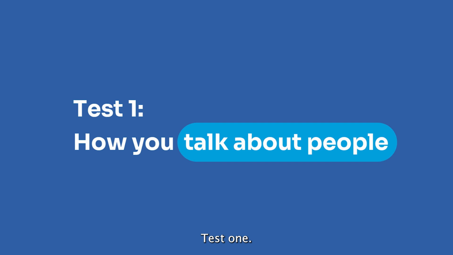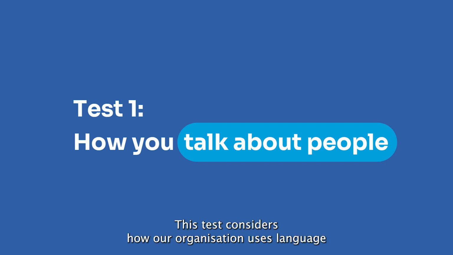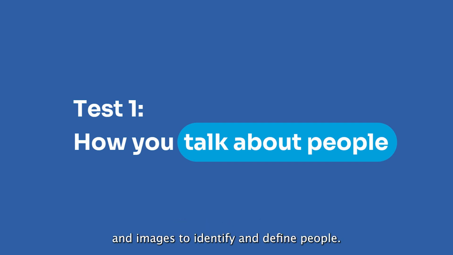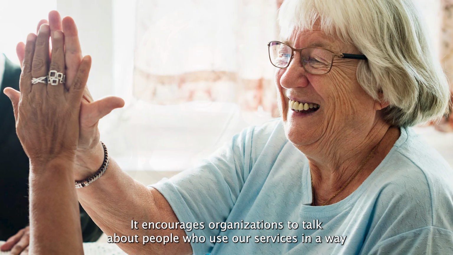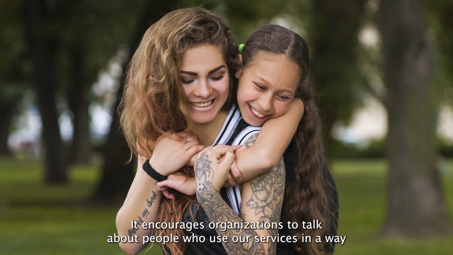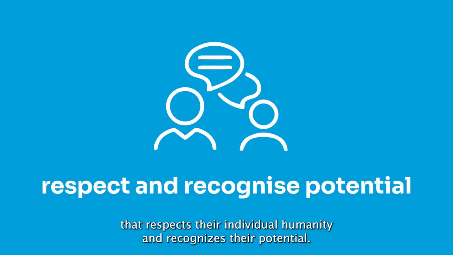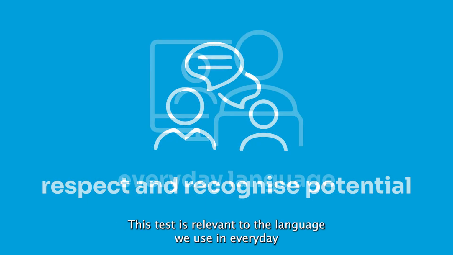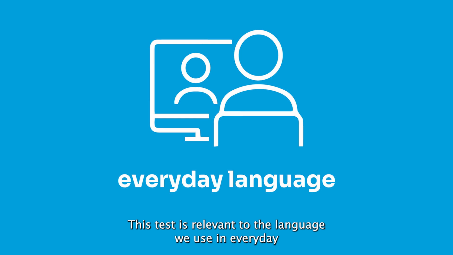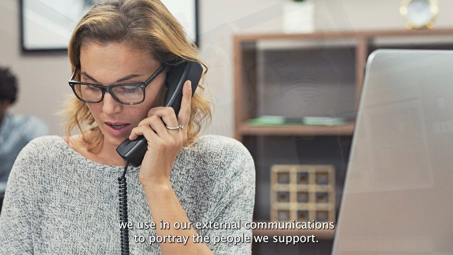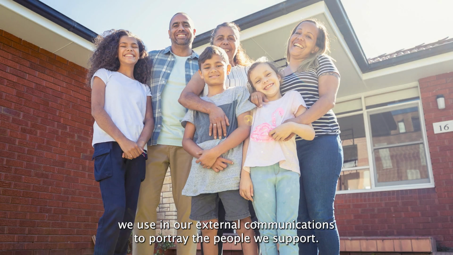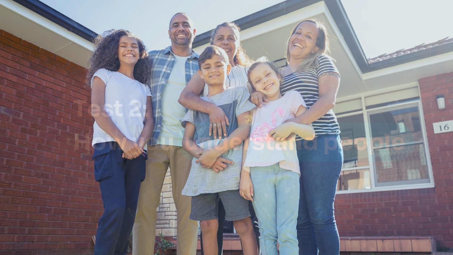Test 1. This test considers how our organisation uses language and images to identify and define people. It encourages organisations to talk about people who use our services in a way that respects their individual humanity and recognises their potential. This test is relevant to the language we use in everyday practice and the language-associated images we use in our external communications to portray the people we support.